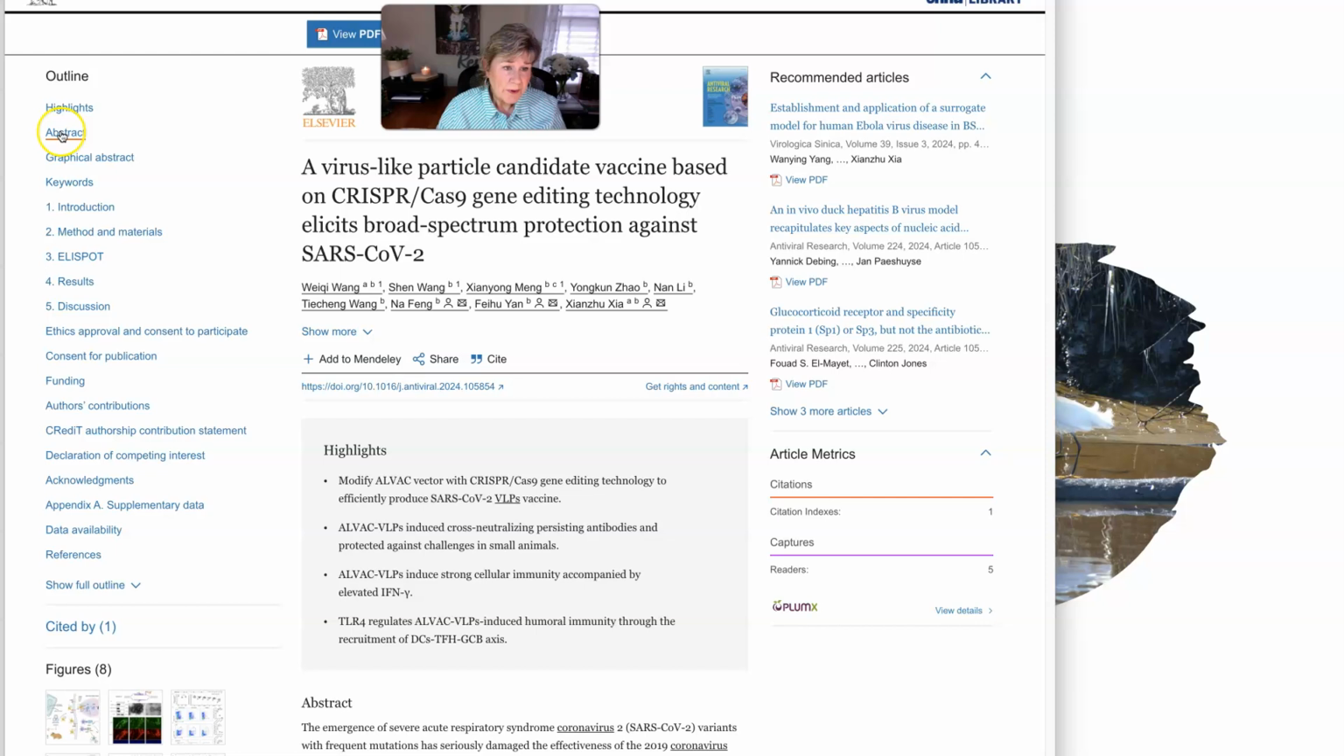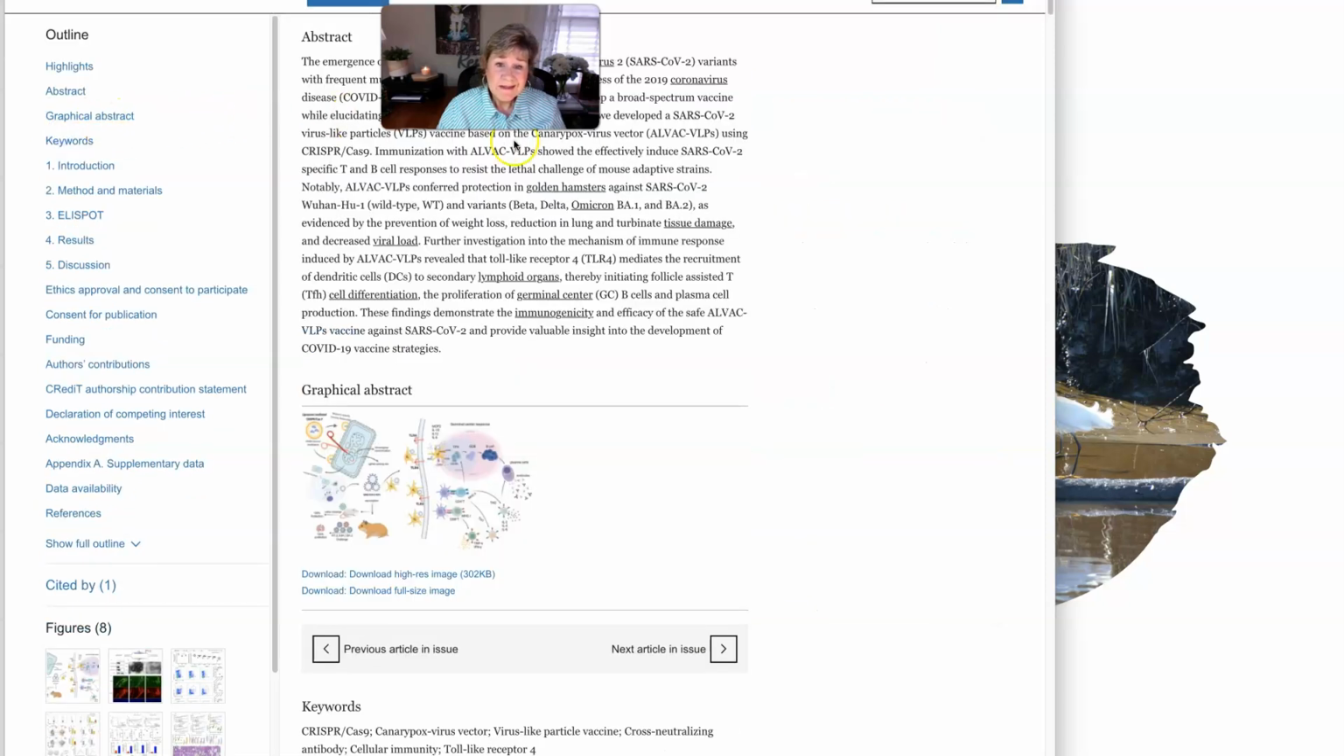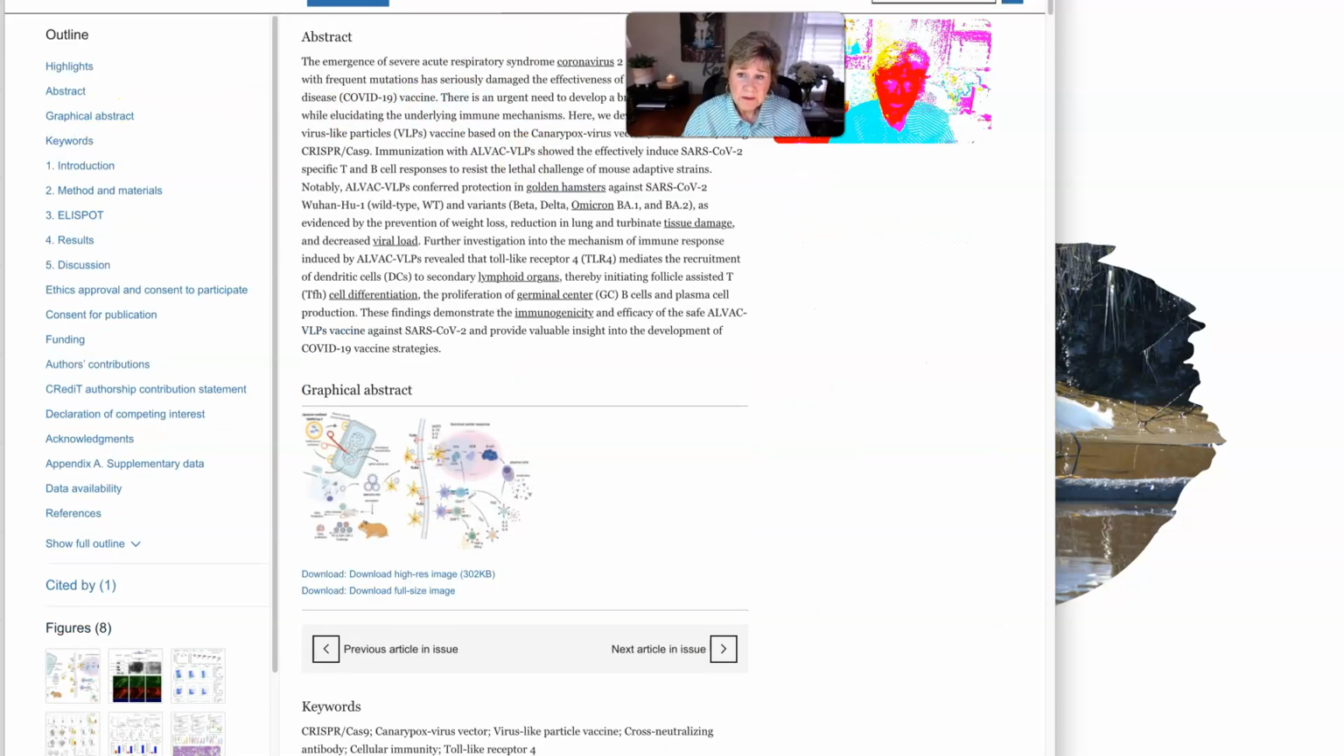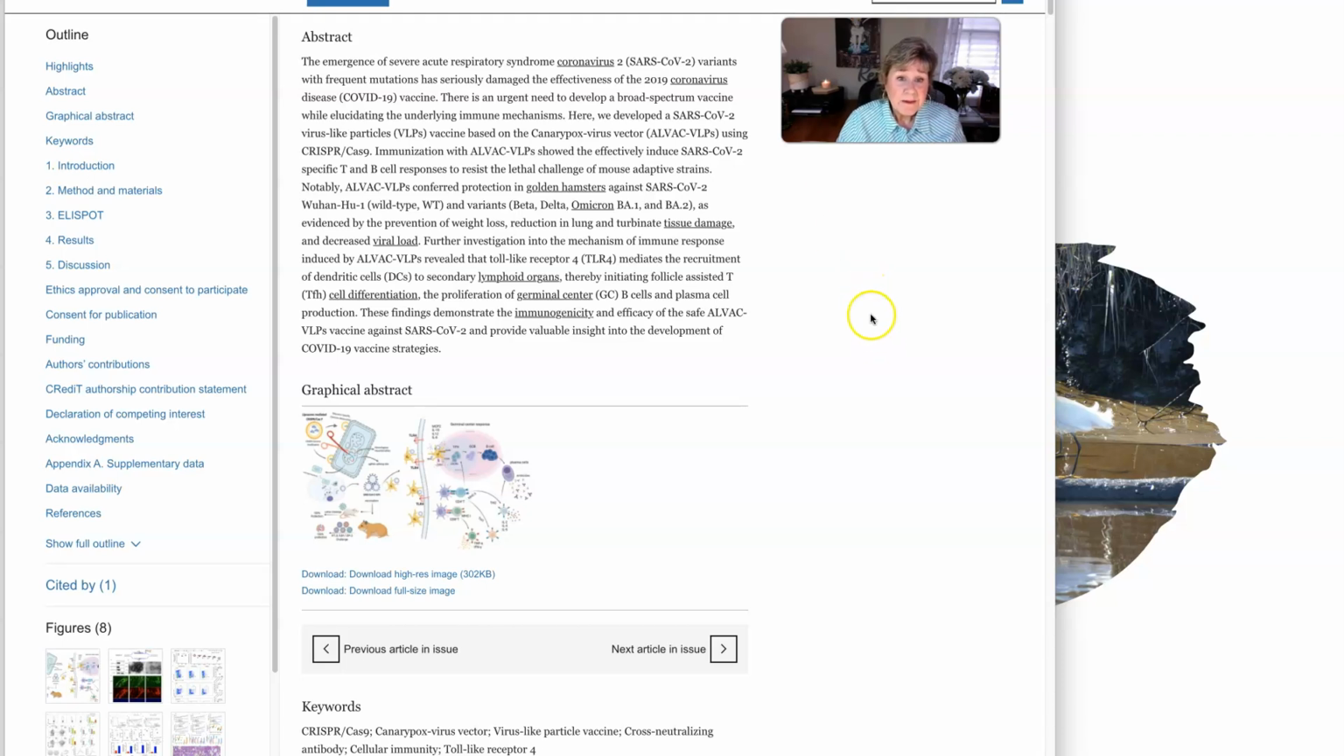The most important part, I'm going to click on it, is the abstract. And there's my face right over the abstract. There you go. The abstract. Why is the abstract so important? Because it is a summary of everything that is in this article.